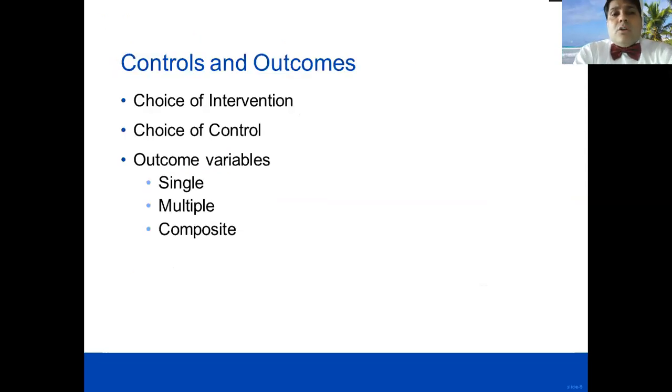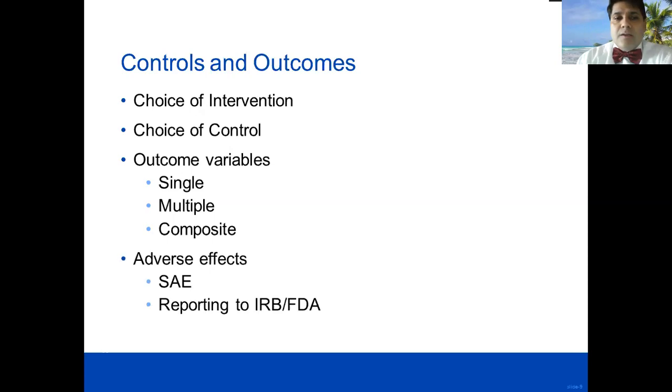Now the question comes to the choices of intervention, the choices of control, and what outcome variables you choose. In our previous lecture, we talked about how outcomes could be single, multiple, or a composite outcome. For example, mortality could be one of the outcomes, or length of stay and mortality, or ventilator-free days. In an ICU population, you can say fewer ventilator-free days and mortality could be a composite outcome. So there could be multiple examples of simple or composite outcome variables.